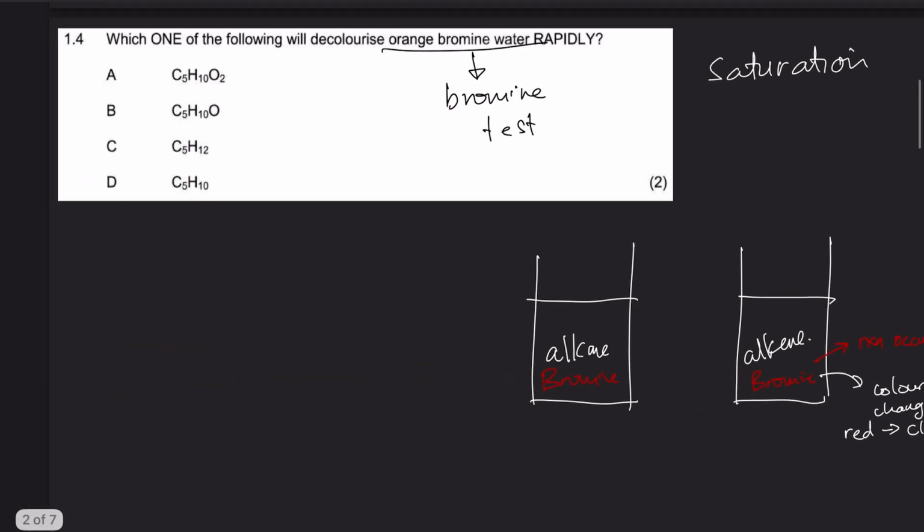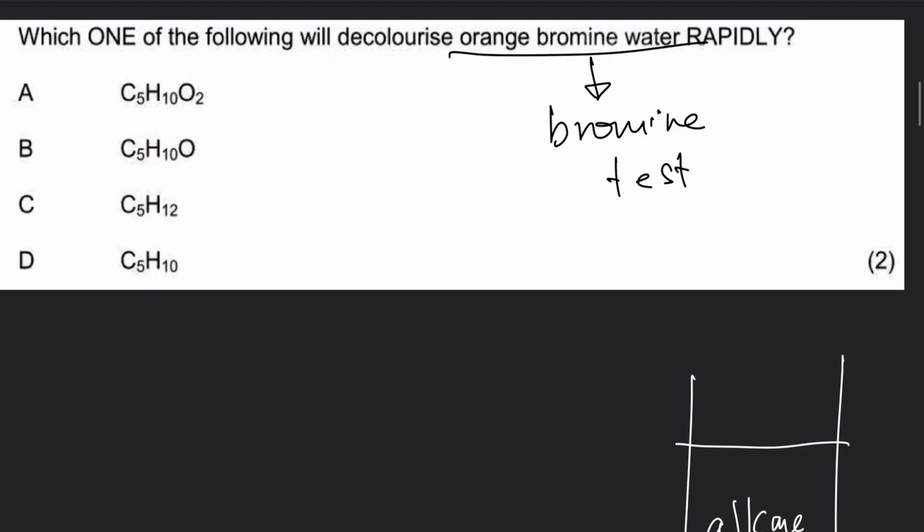So we need to ask ourselves here, which one is an alkene? A is not an alkene. B is not an alkene. C follows CnH2n+2. That is an alkane. That means D is our answer.